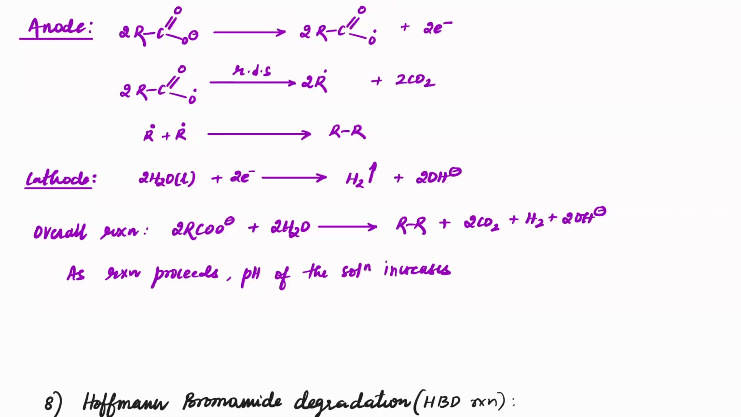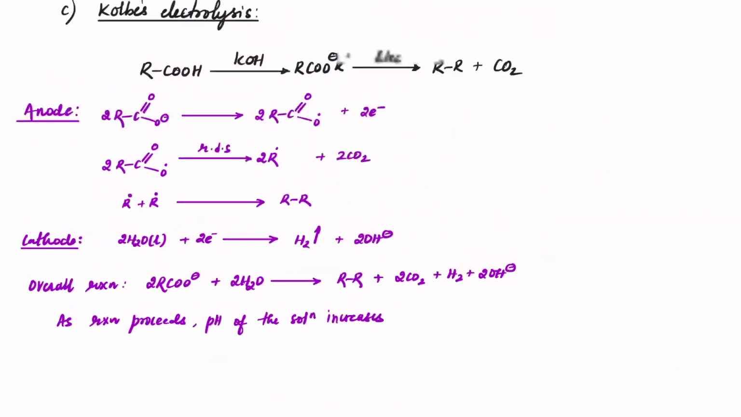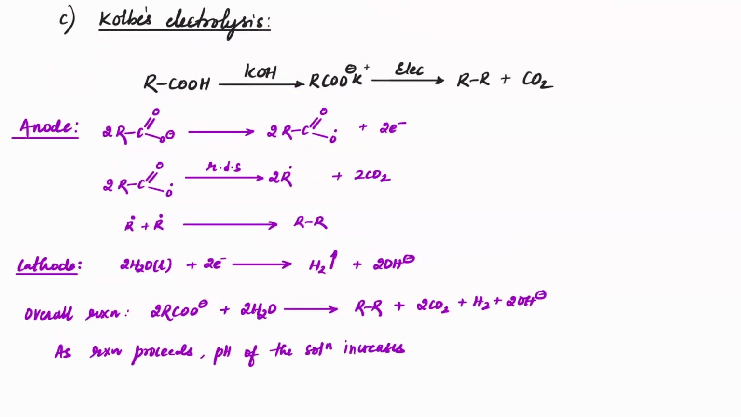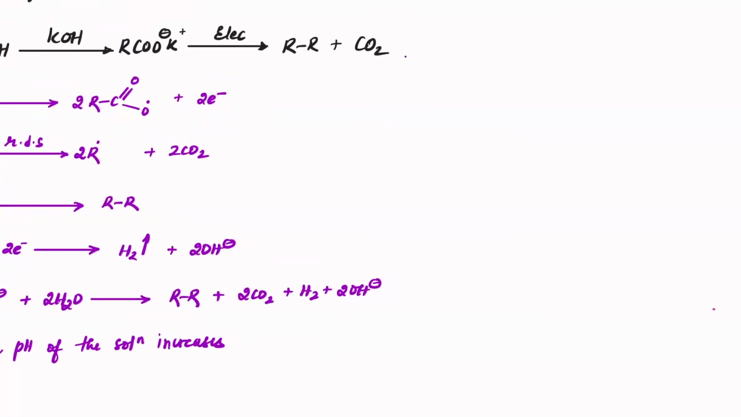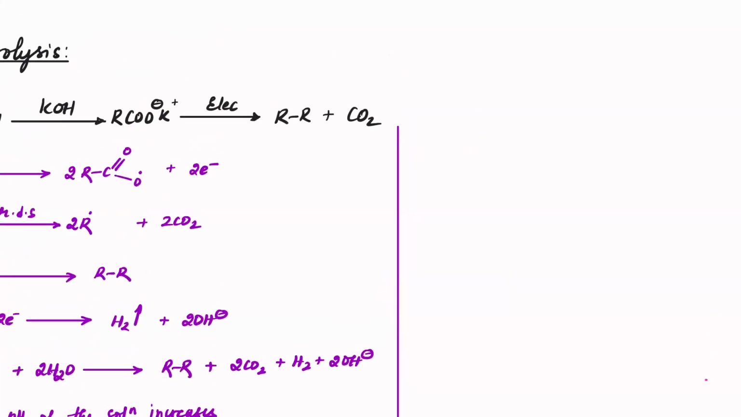pH of the solution increases. Okay. So this is what we expect out of coal-based electrolysis. A few important noticeable things we need to learn from here, by chance, check these examples.